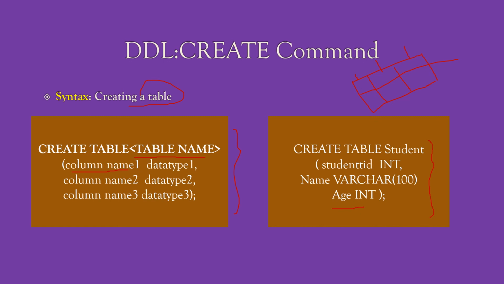I have to add one more column, date of birth. The date of birth of a student I have to add to this table. Then one more column is added to the table, and the structure of the table will be changed. These are the DDL commands.